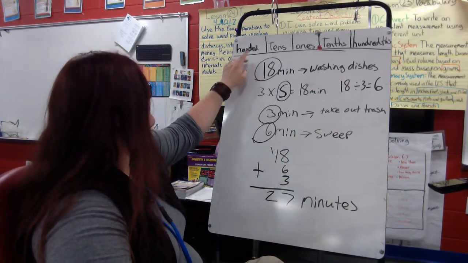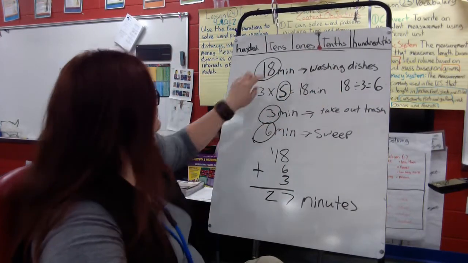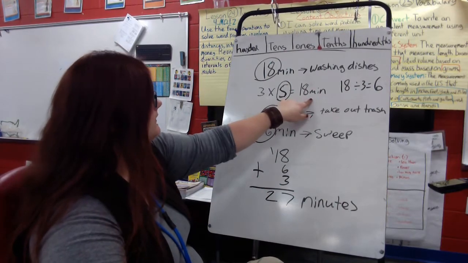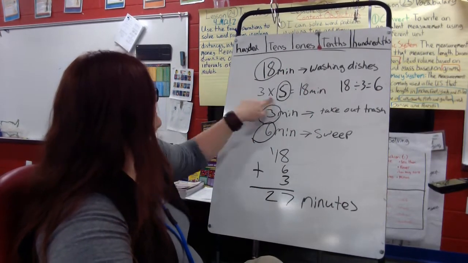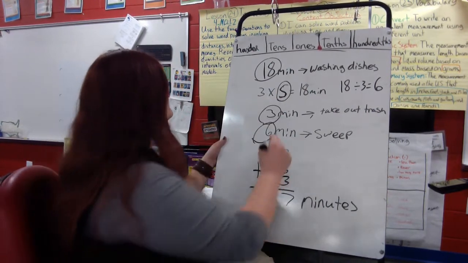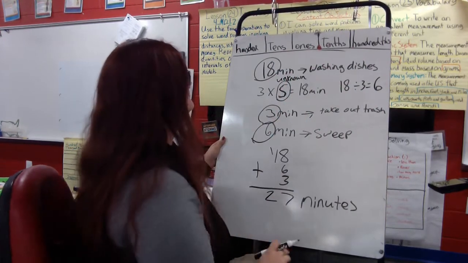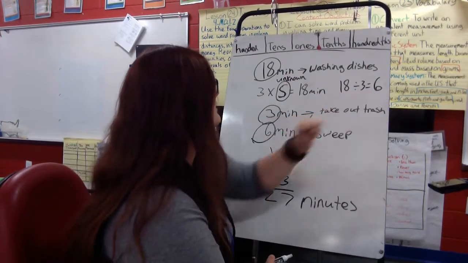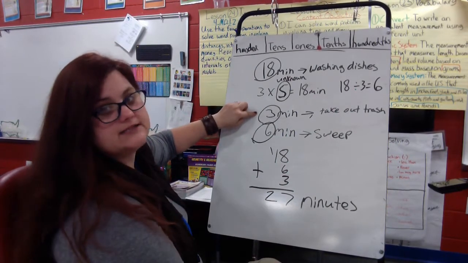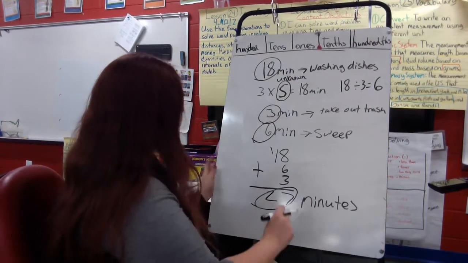Now you wouldn't have gotten that if you did not do your equation right at the top, where it had said that he spent 18 minutes washing the dishes. This was 3 times as long as it took him to sweep the floor. All I did was switch these around and divide so I could find out my unknown. This was my unknown. 18 divided by 3 equaled 6. So we had 18 minutes washing the dishes, 3 minutes taking out the trash, and 6 minutes of sweeping. And that got him 27 minutes.